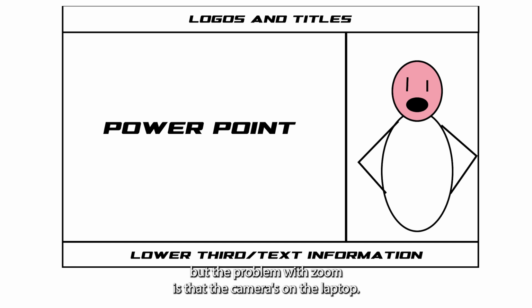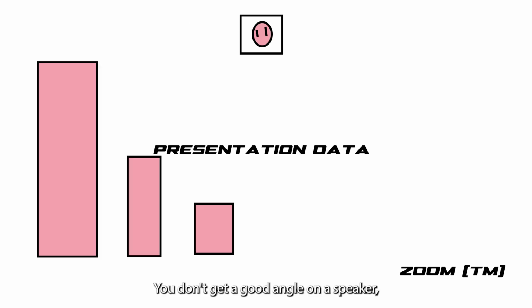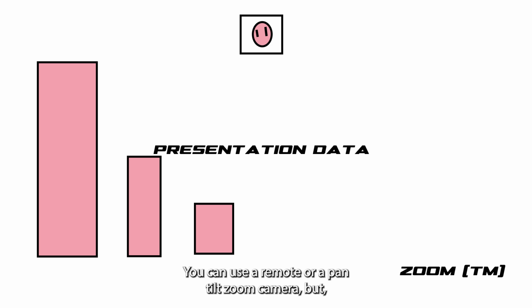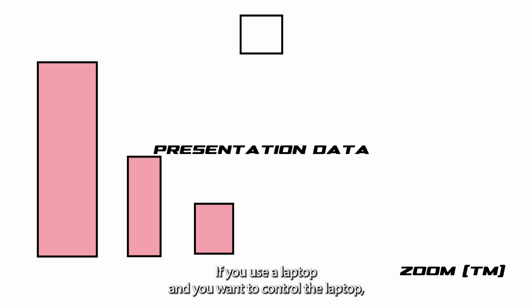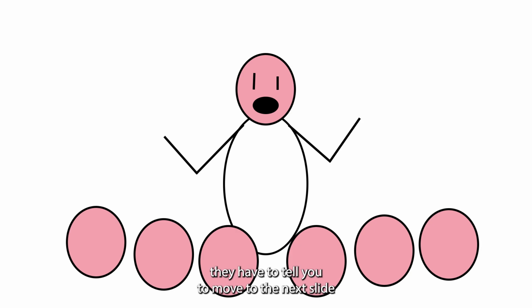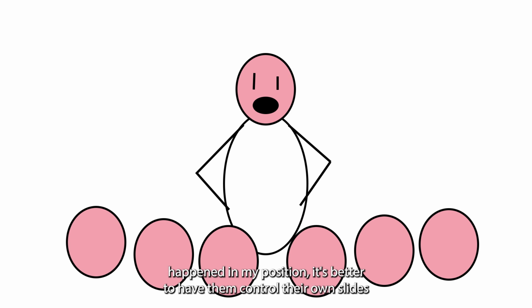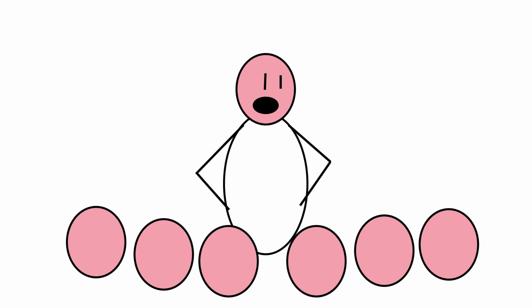But the problem with Zoom is that the camera's on the laptop. You don't get a good angle on a speaker, and if they like to walk around, Zoom will not work for this purpose. You can use a remote or a pan tilt zoom camera, but you're also kind of still at the mercy of what the speaker is doing. If you use a laptop and you want to control the laptop, they have to tell you to move to the next slide. If you don't know what they're talking about, which kind of frequently happened in my position, it's better to have them control their own slides.